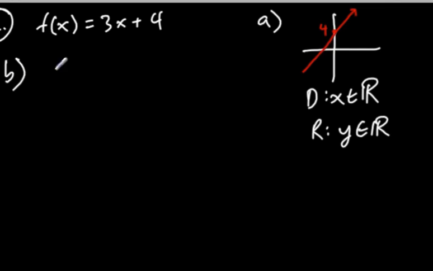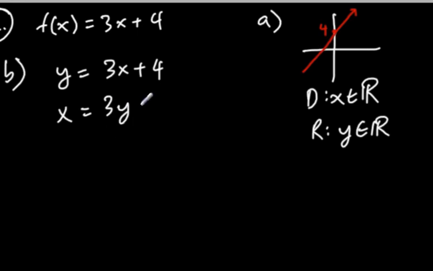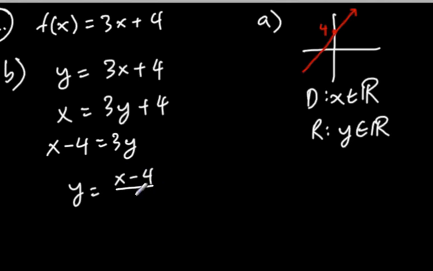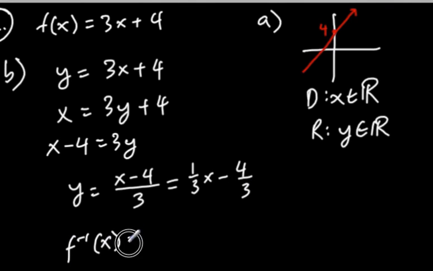B, find the inverse function. So first, just write this as y equals 3x plus 4. Next, switch the x and y. So x equals 3y plus 4. Then solve for y. So x minus 4 equals 3y. And then y is simply x minus 4 divided by 3. Or if I want to say another way, I could say it's 1/3 x minus 4/3. So the inverse function is simply 1/3 x minus 4/3. All right, so that's how that goes.